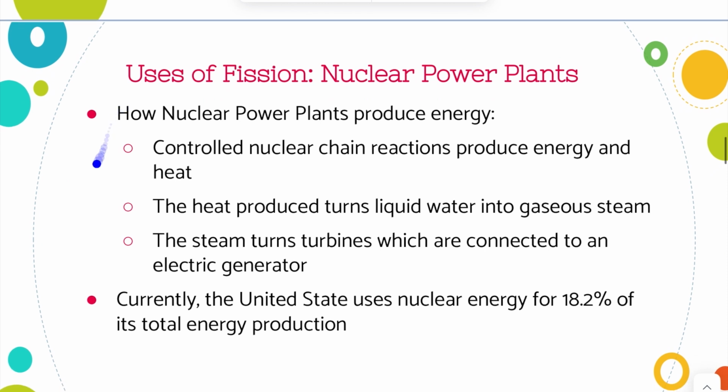So here are some uses. Again, power plants are going to use controlled nuclear chain reactions to produce energy and heat. The heat turns liquid water into gas, and then that steam is going to turn turbines, which are connected to generators. Currently, and I did not re-look up this statistic, it might have changed since I first made these notes, the United States uses nuclear energy for 18.2% of its total energy production.